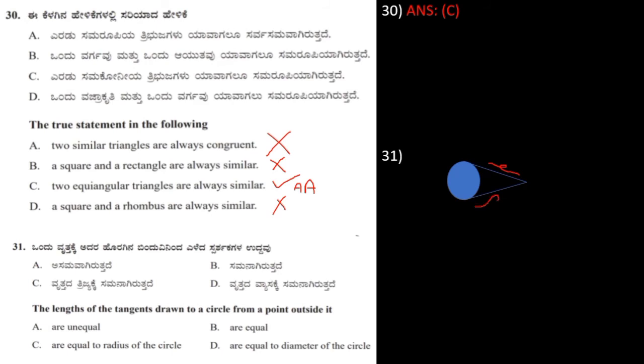First one, they are unequal. No, they are equal. Option B, they are equal, and option C, they are equal to the radius of the circle and are equal to the diameter of a circle. In these four options, option B is the correct one. They are equal. The tangents are equal.